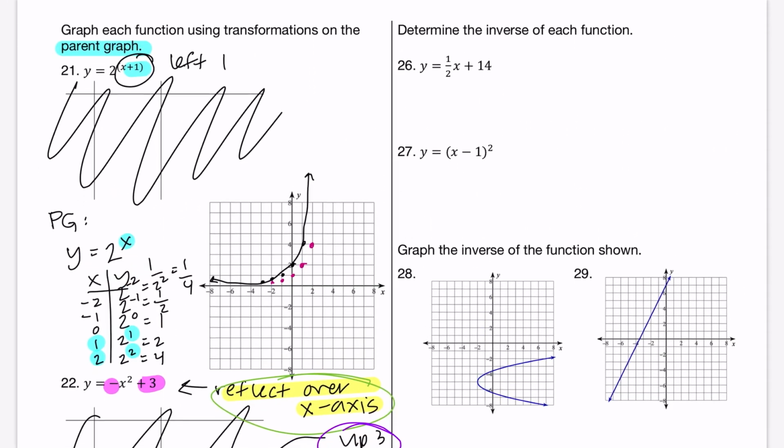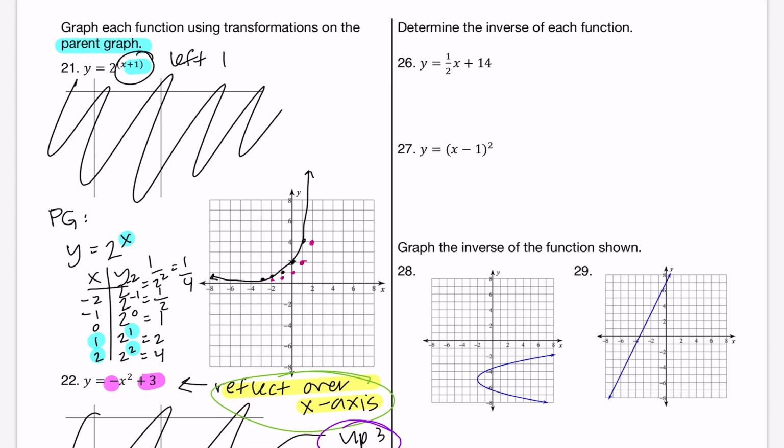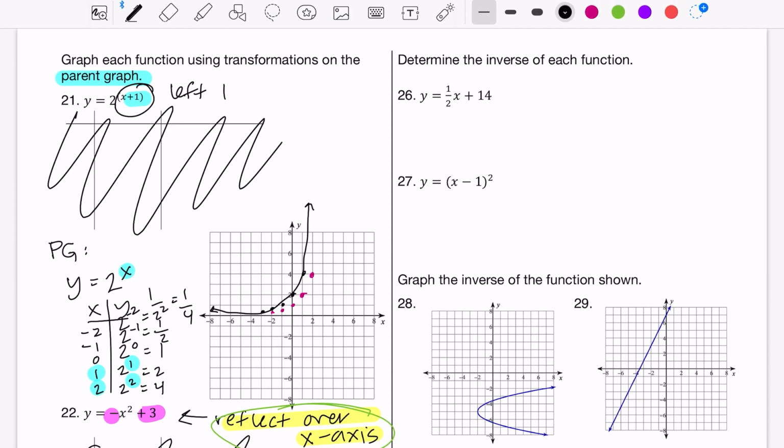Moving up to the top here, it says determine the inverse of each function. So just to be clear, to find the inverse, give it a try. Switch the x and the y. Now solve for y. You're almost done. Don't forget the negative one.